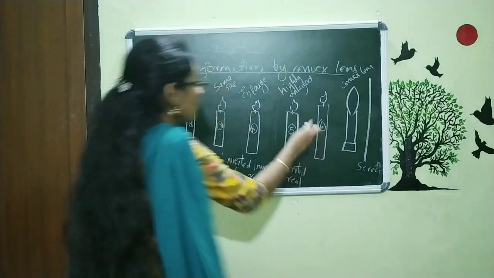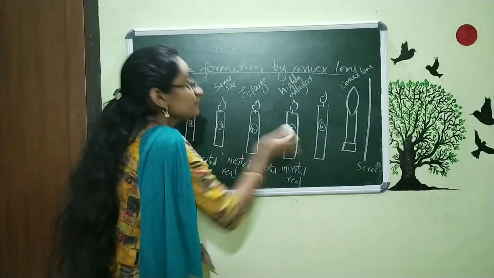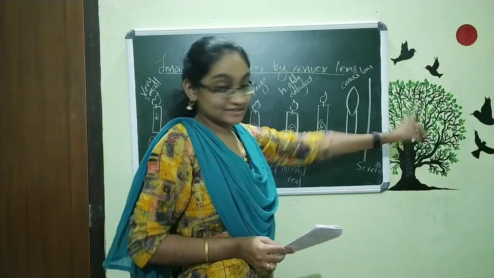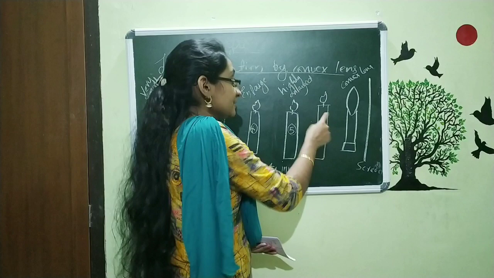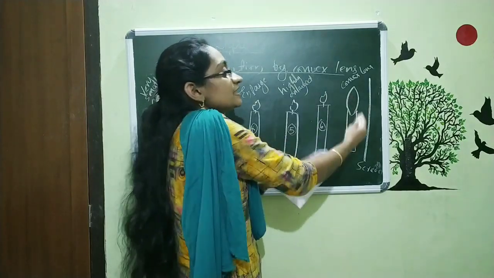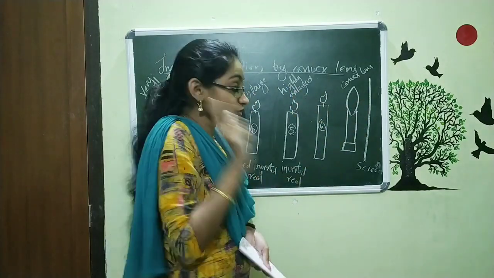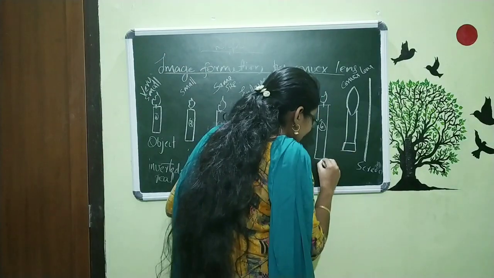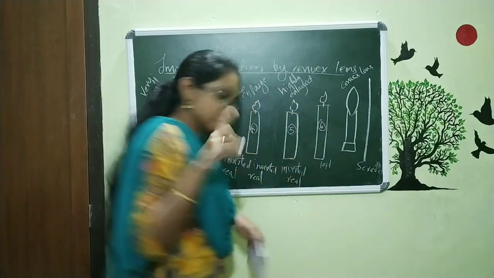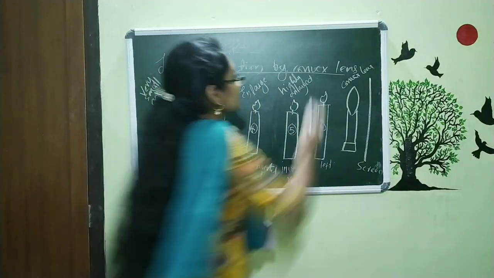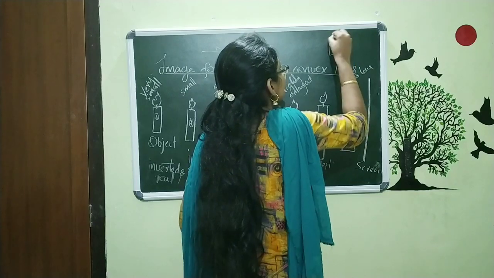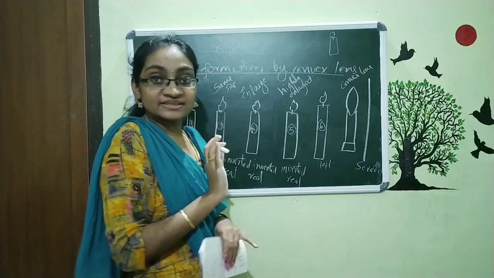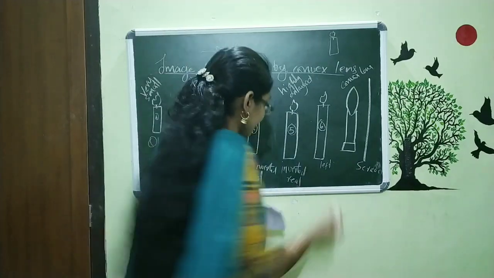That means for all these cases from 1 to 5 you will get the image produced at the right side of our lens. But for the last case, that means when our object is placed very near to our lens, you will get the image at the left side. Left side means, your image will be like this. Is it inverted or erect? Obviously it is erect.